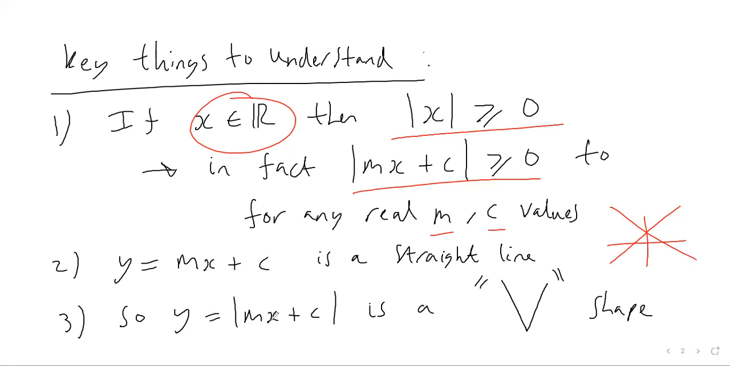So y equals the modulus of mx plus c is actually going to be a V shape. Essentially it will look something like this. This is your x-axis, this is your y-axis. It will be a V shape which just touches the x-axis, because this value is greater than or equal to 0. So it will never go below the x-axis because it must be non-negative. That's something we're going to bear in mind.